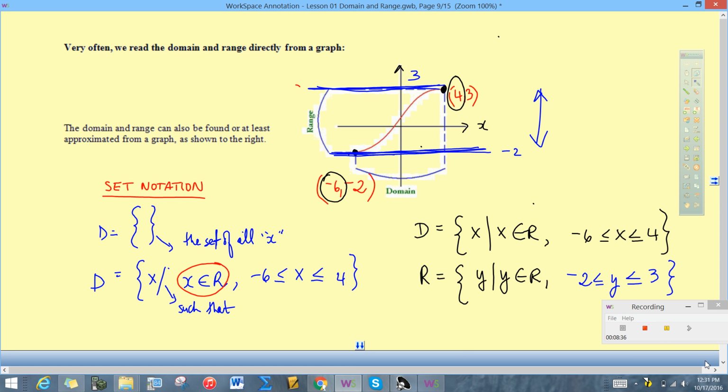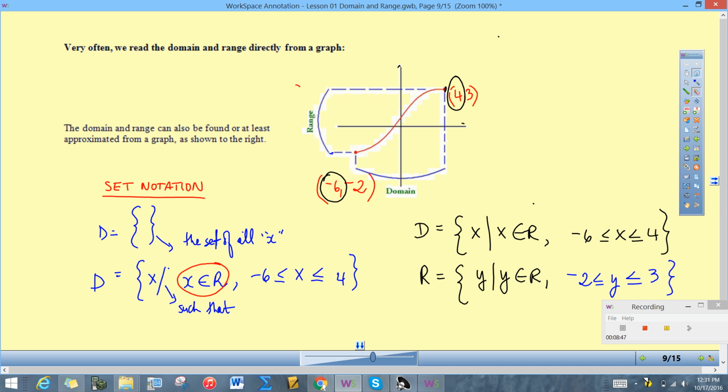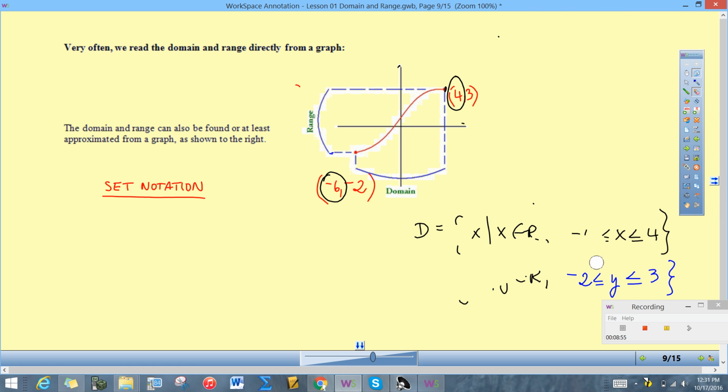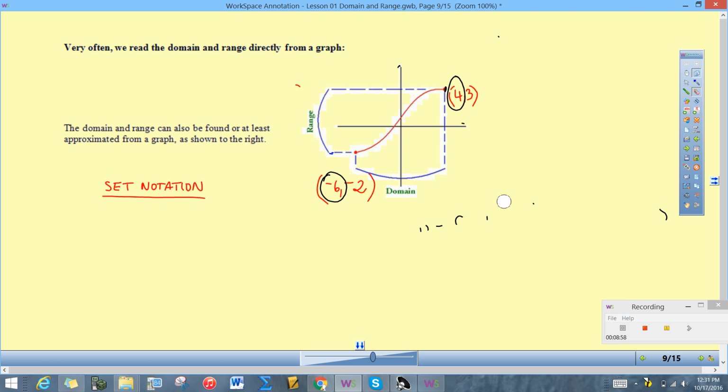Okay, so the next thing that we want to do is be able to read off of our graphs what the actual domain and range are. And one way we do that is by using what we call set notation. Now, I'm not sure whether we talked about set notation last year or not, so I'll just give a very quick explanation of it. Set notation is basically a way of explaining what your values of the x's are, or what your values of the y are going to be, in a given graph.